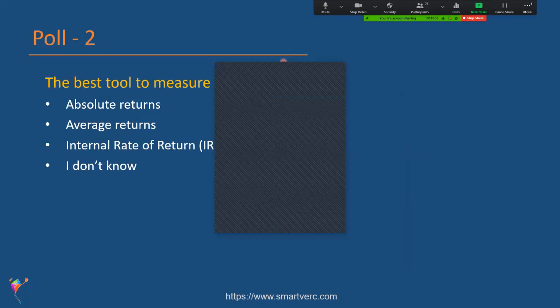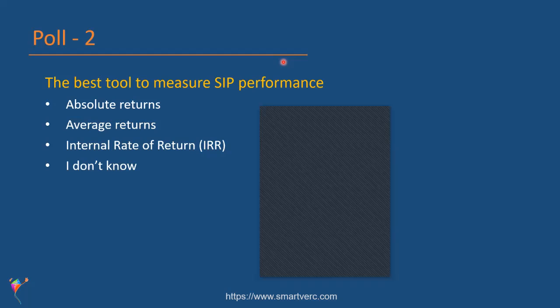Here are the results. And I'm very happy to say that 52% of the participants have gone for internal rate of return, and this is the right answer. Yes, internal rate of return is the right answer. The moment I say IRR, I'm very sure many of you might be thinking, oh God, how to calculate IRR? Of course, now ready-made formulas and ready-made Excel sheets have come wherein you can put in the values and find the IRR. In case of SIP, we'll see how simple and how fast it is.